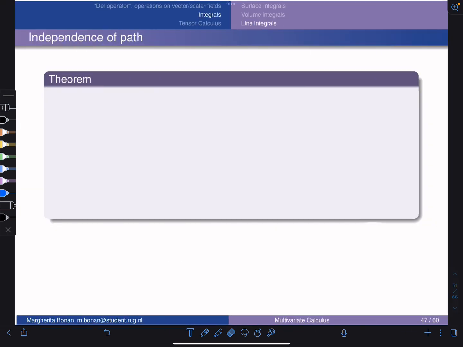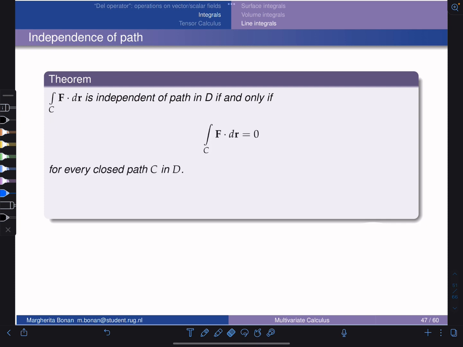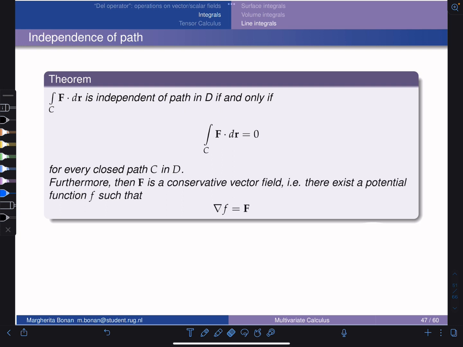The next theorem we're going to analyze is about independence of path. We say that the line integral on curve C of F, the vector field, is independent of path in D if and only if this line integral along the curve C is equal to 0 for every closed path C in D. Then, if F is a conservative vector field, that means that there exists a potential function.